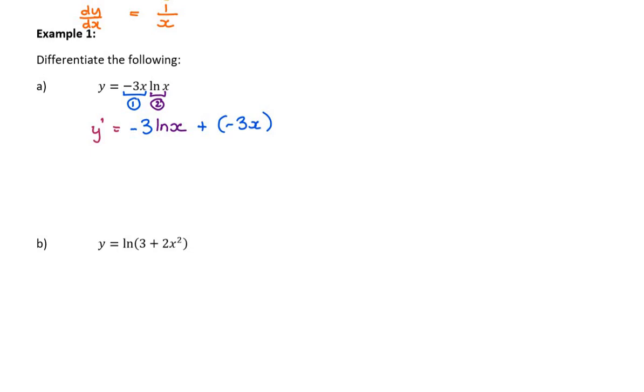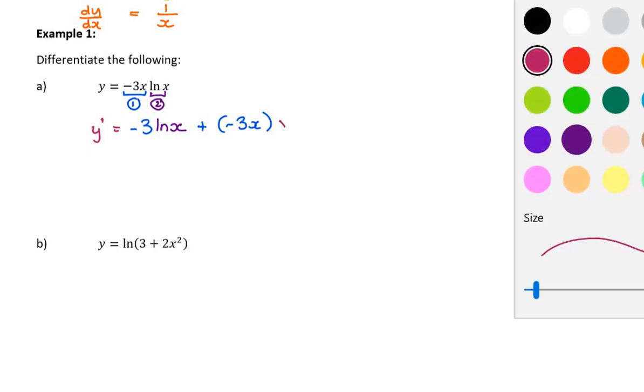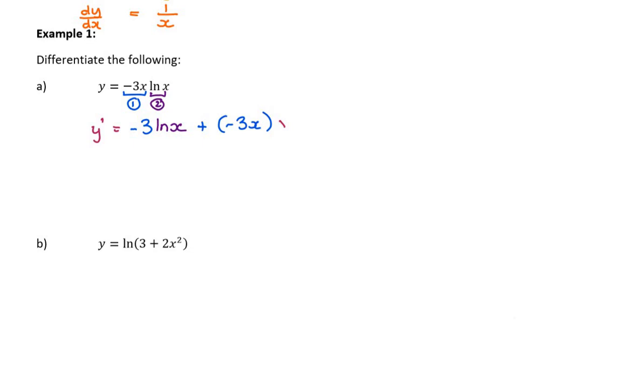Now the derivative of ln x is 1 over x. This is times 1 over x. So I can definitely neaten this up. So if I neaten this up, this is negative 3 ln x, and then the x's will cancel, so I just get minus 3. So that's really cool. So that was the product rule, but also using ln x.